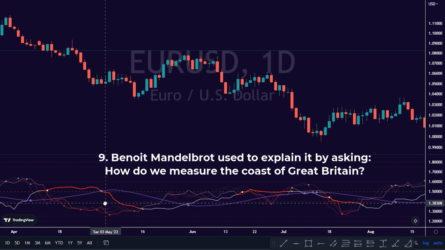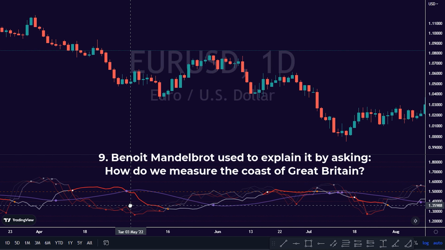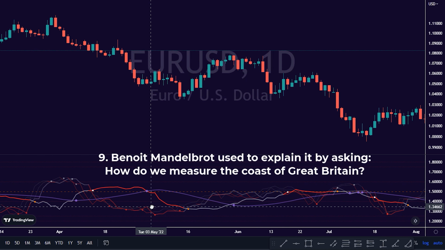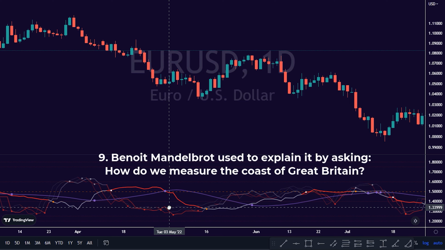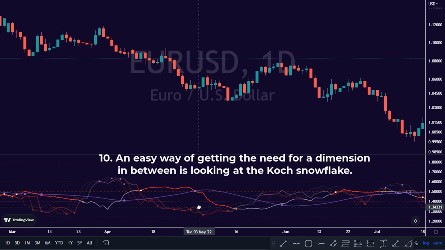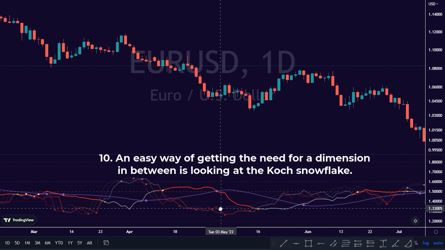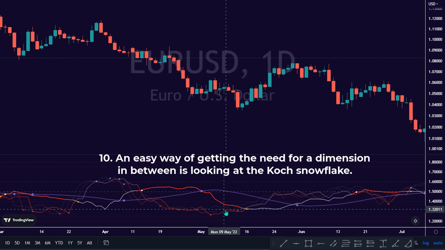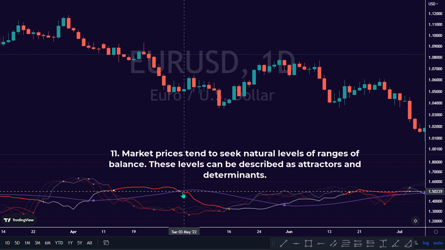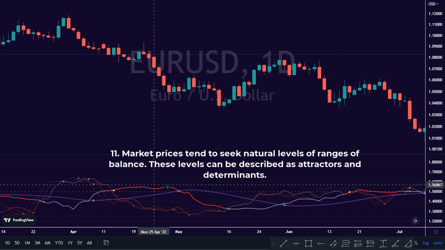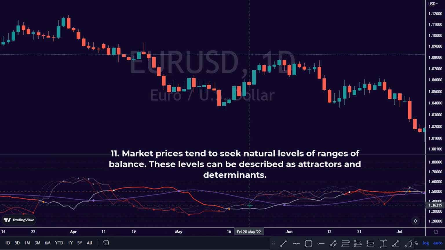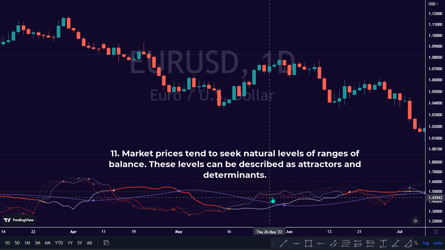Number 9. Benoit Mandelbrot used to explain it by asking, how do we measure the coast of Great Britain? Number 10. An easy way of getting the need for a dimension in between is looking at the Koch snowflake. Number 11. Market prices tend to seek natural levels of ranges of balance. These levels can be described as attractors and determinants.